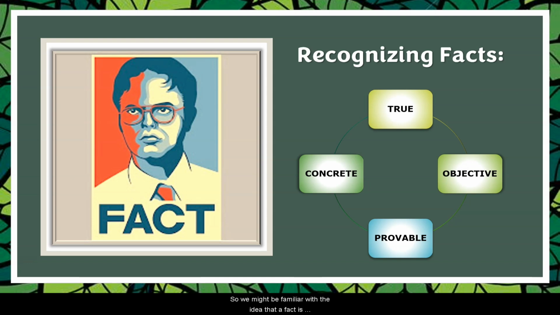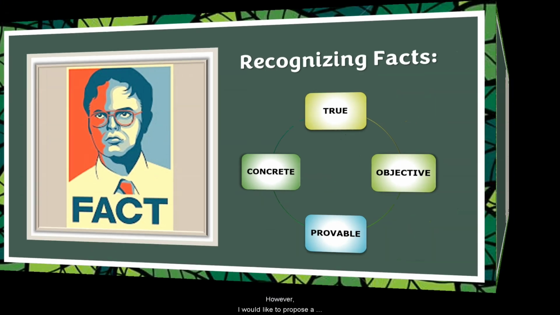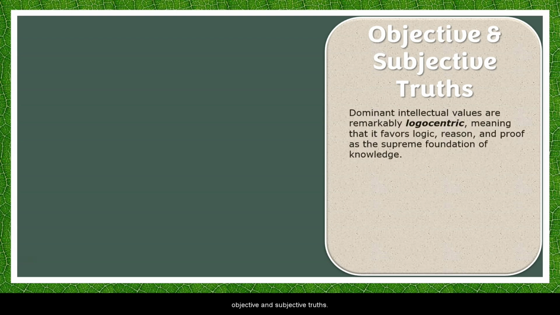So we might be familiar with the idea that a fact is something that is true, concrete, provable, and objective. Especially if we're coming from a mindset of really valuing the scientific method for experimentation, we might try to over apply those concepts toward pretty much everything, always looking for objective facts. However, I would like to propose a different understanding that is more open to both objective and subjective truths.